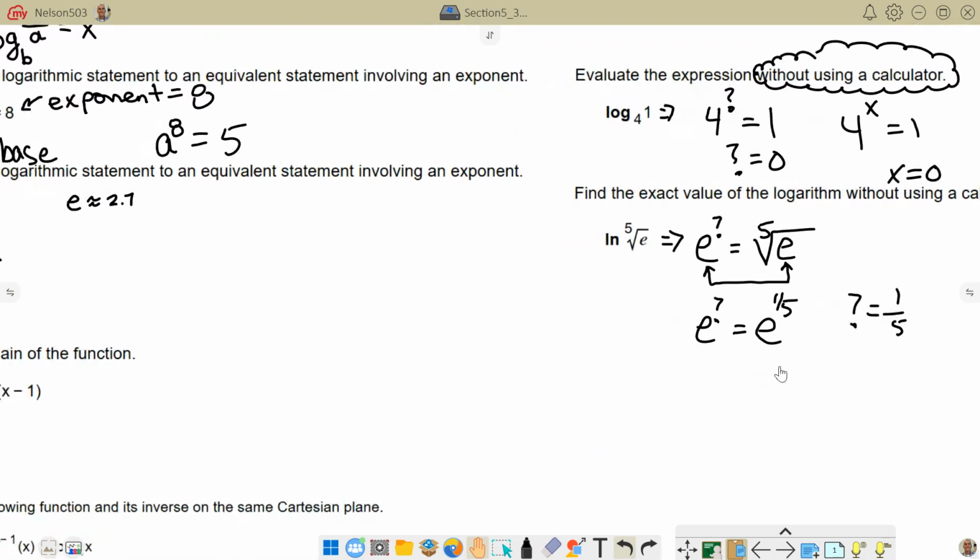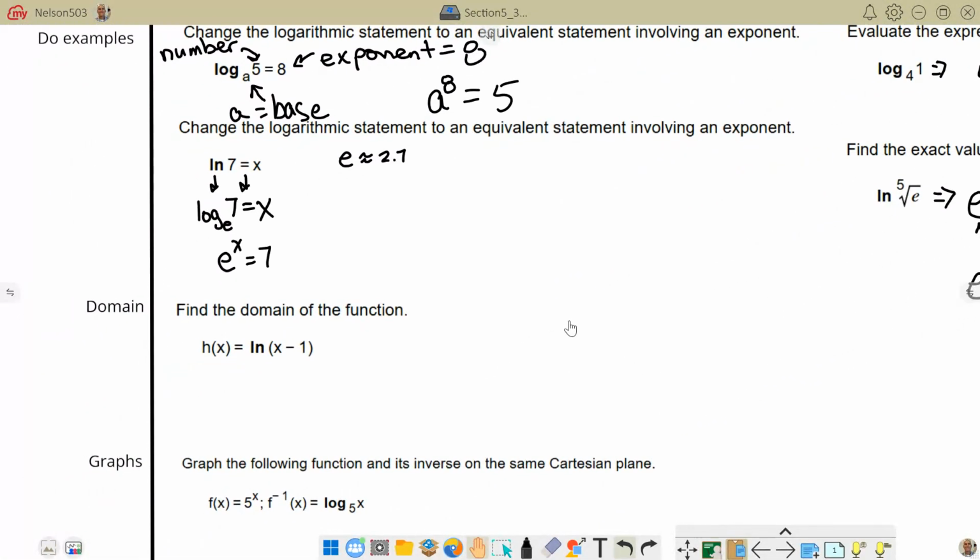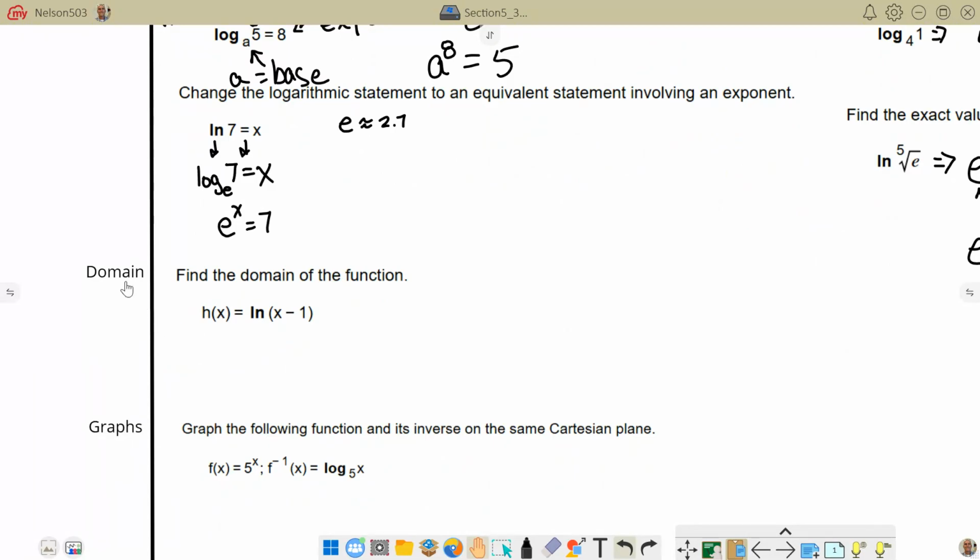Hope I'm making this clear. We're going to do a couple more examples and we're going to talk about these concepts right here. What's the domain of a logarithmic function, and then how do you graph them?